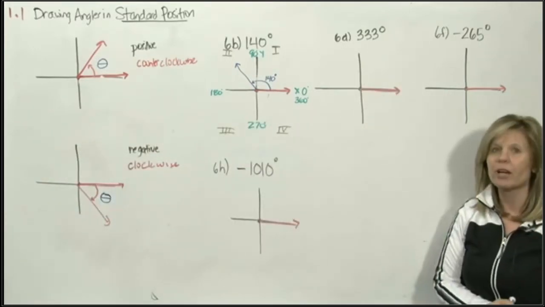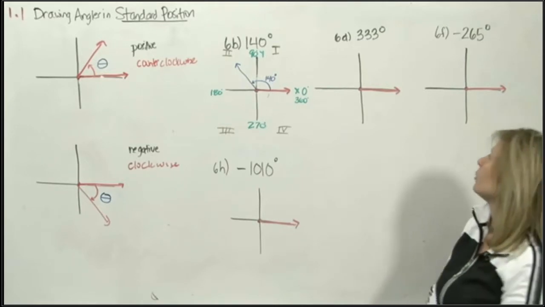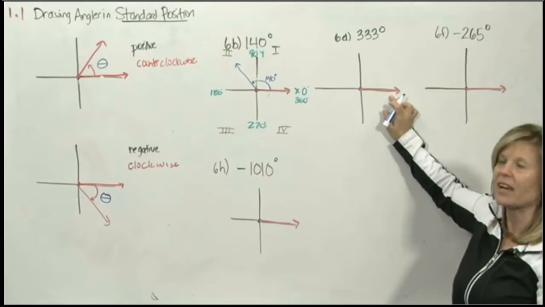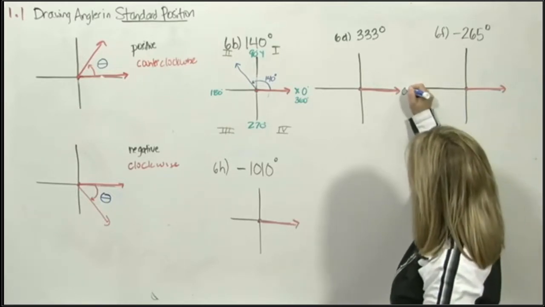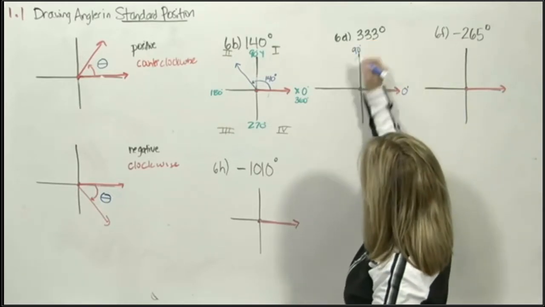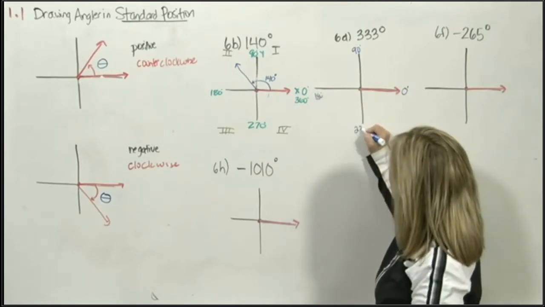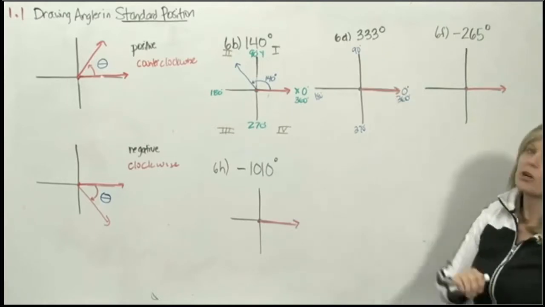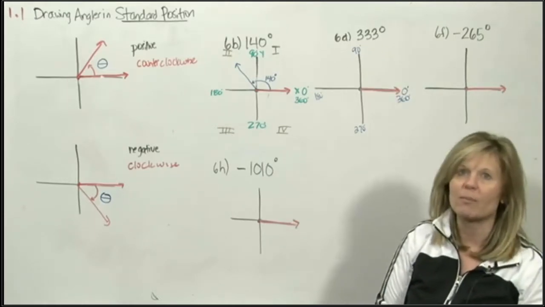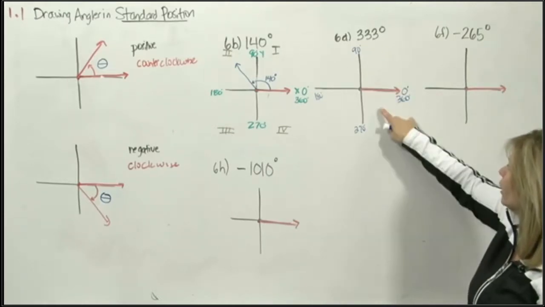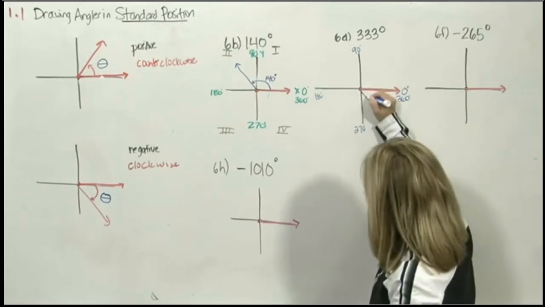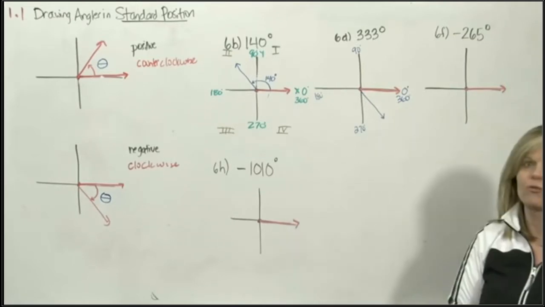I want to draw a 333-degree angle. My vertex point is at the origin. My initial ray is on the positive x-axis. If I know my units, this is 0, 90, 180, 270, 360. 333 degrees would land in what quadrant, everybody? The terminal ray. Very good. Quadrant 4. Between 270 and 360 would be 333. So I draw my terminal ray in quadrant 4.